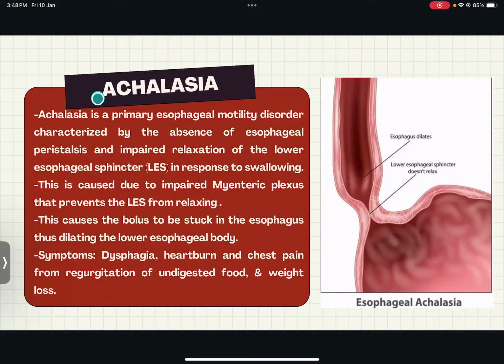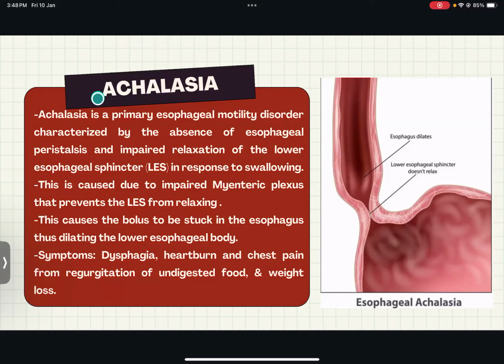Question 2: a 56-year-old man complains of increasing difficulty of swallowing over the past 3 years. A radiograph taken after swallowing barium shows a distended esophageal body. A manometric study supports the diagnosis of achalasia. Which of the following correctly describes the physiological change associated with achalasia?